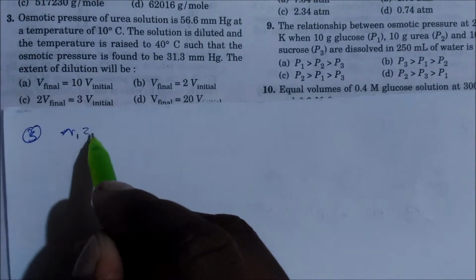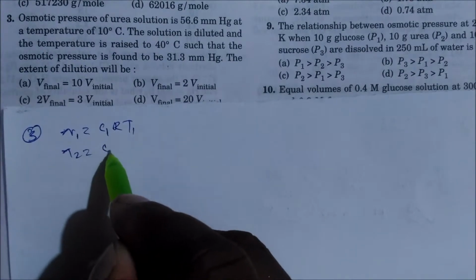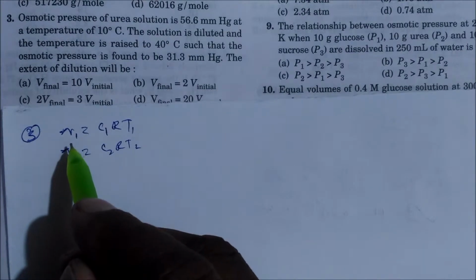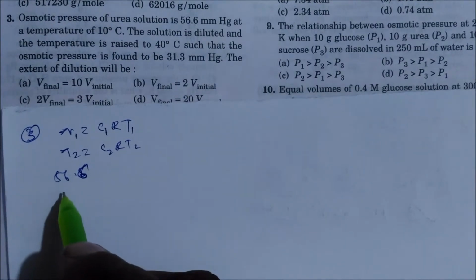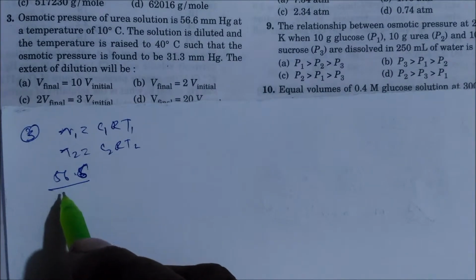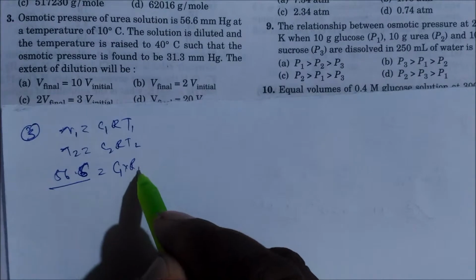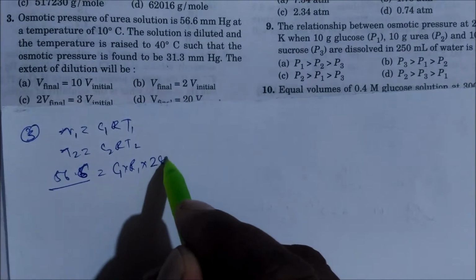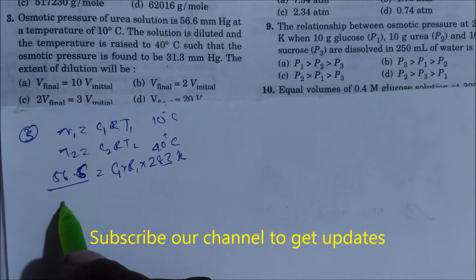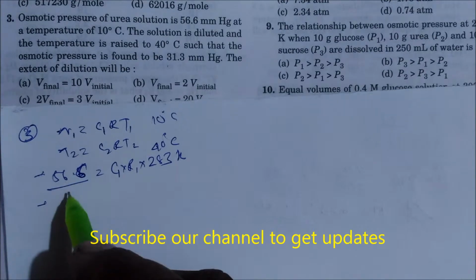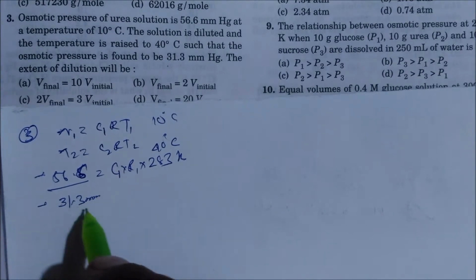Pi 1 equals C1 R into T1, and pi 2 equals C2 R into T2. Initially pi is 56.6, and this is divided by the concentration C1, which is some concentration C, and R, and temperature T1 will be 283 Kelvin, because it is 10 degrees centigrade. This is 40 degrees centigrade. The second pressure is 31.3 millimeter, so we can divide by 760 also.